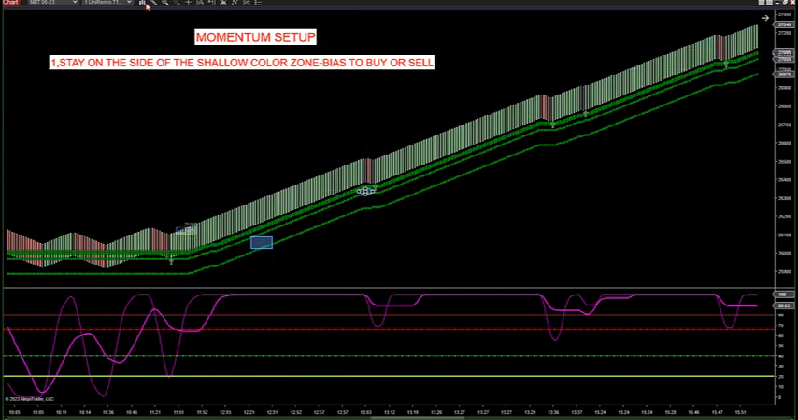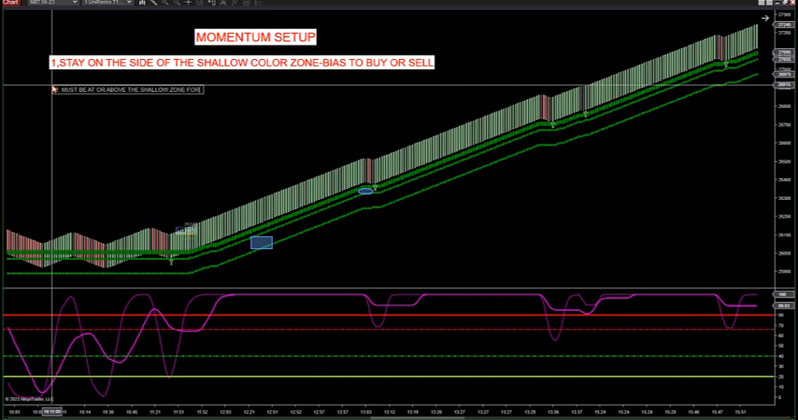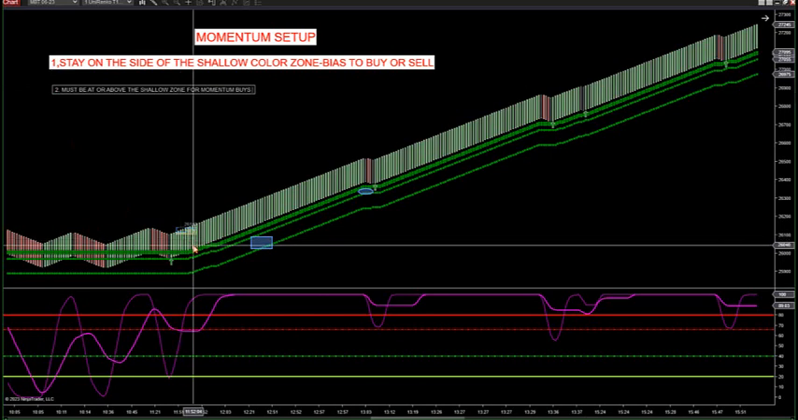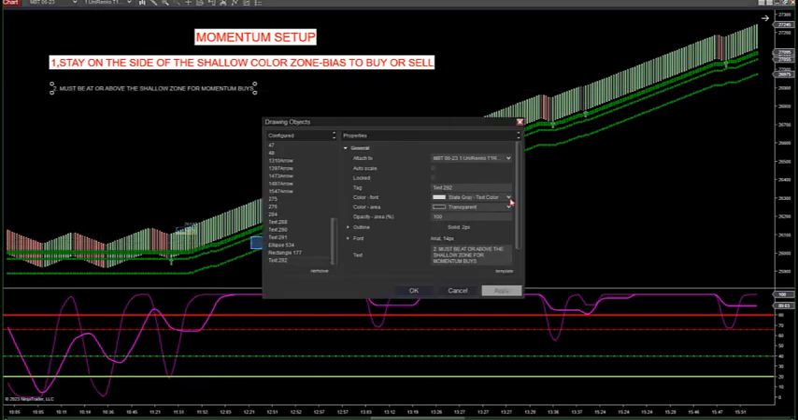So that's one: stay on the side of the shallow color zone bias. Two, a specific rule we have for momentum is that it must be at or above the shallow zone for momentum buys. For sells, it'll be red zones, and then we want to stay at or below the shallow zone. So that's number two.